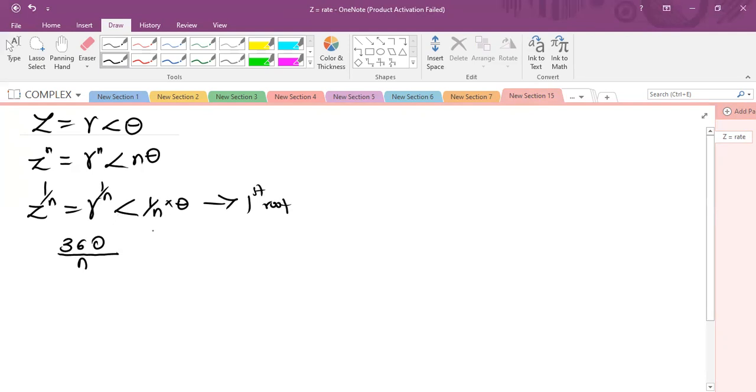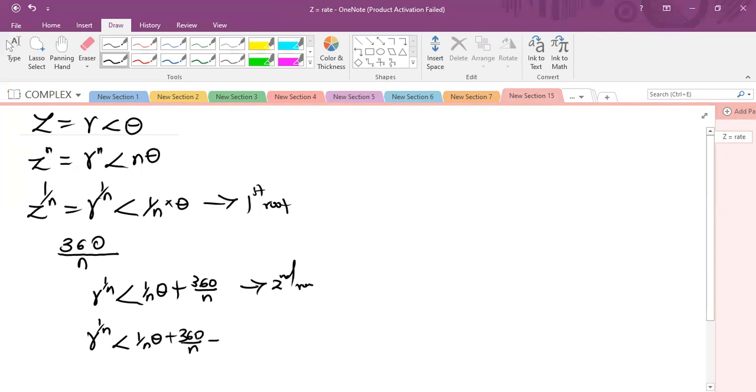So if this is the first root, then the second root will be given by r to the 1 over n, and then you will take the first angle that you got, 1 over n theta, plus this 360 over n. This is what will give us the second root. The third root will still be r to the 1 over n, and then 1 over n theta plus 360 degrees over n plus another 360 degrees over n. This will be the third root. So that's how we go about it, and so on and so on.